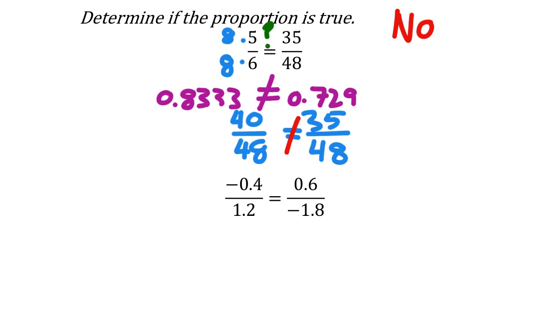So this next example as well, negative 0.4. Again, I'm just going to type this in, negative 0.4 divided by 1.2, and what does that give me as a decimal? Well, that looks like a negative 0.3 repeating. And then I got 0.6 divided by negative 1.8, which also is a negative 0.3 repeating. Now, are these two values equal? Yeah, they are. So, are they proportional? Yes, they are.